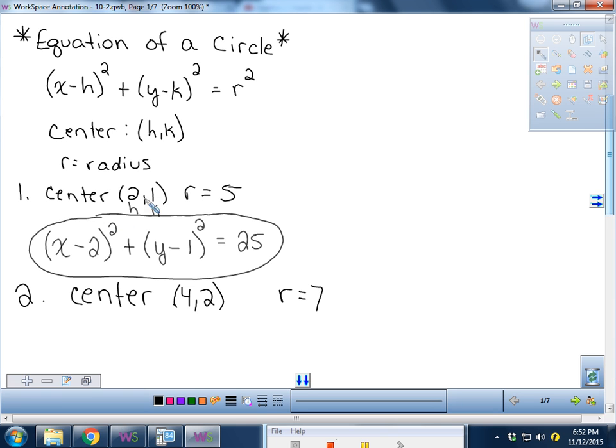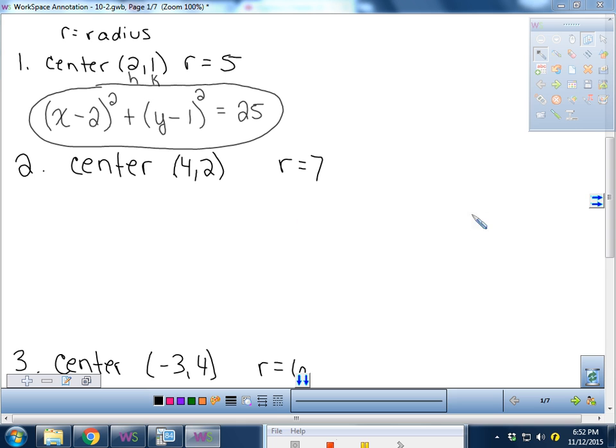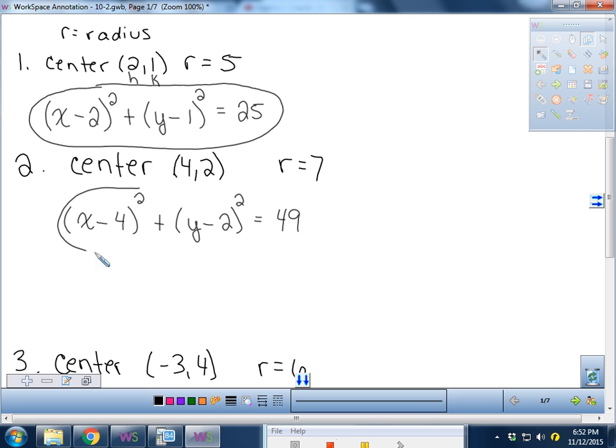And there's the equation of my circle. Easy peasy lemon squeezy. So take a look at number 2 here. All right, we have our center, we have our radius. So I get x minus, plug in the h, that'd be 4 squared, plus y minus, plug in the k, 2 squared equals the radius squared. So 7 squared is 49. There's the equation of my circle.